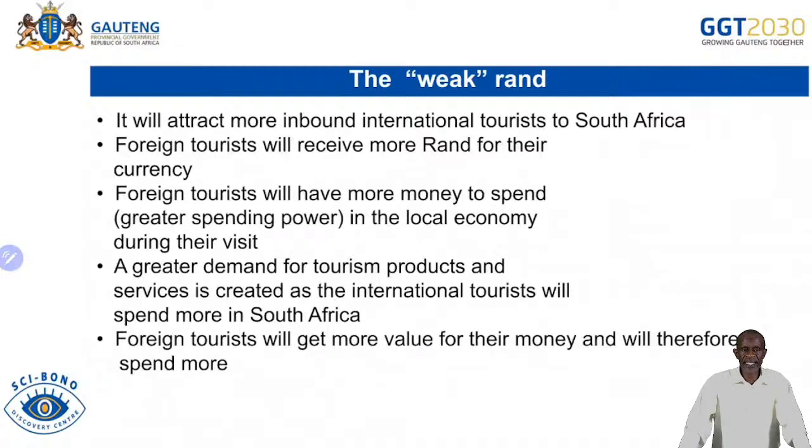So if the exchange rate is favorable for foreign tourists, they will spend more in the country because they will find everything cheaper for them. Foreign tourists will get more value for their money and will therefore spend more. So if you find a cheaper item today, you'll make it a point that you buy as many as you can afford because they are sold at a very reasonable price.